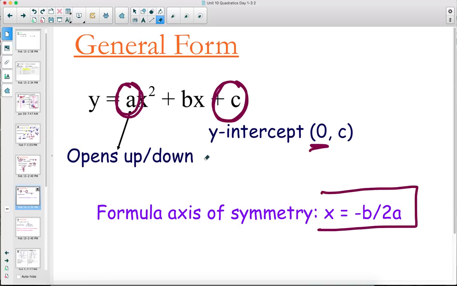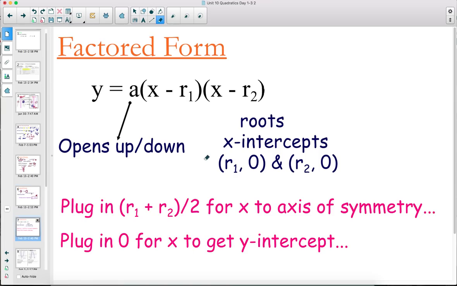Go ahead and write this formula in your notes. It's the axis of symmetry. From vertex form, we can just see it. But from general form, we have to use a formula because we don't know where the vertex is. We're not going to utilize it now, but it's good to put in your notes, so make sure you write that down.